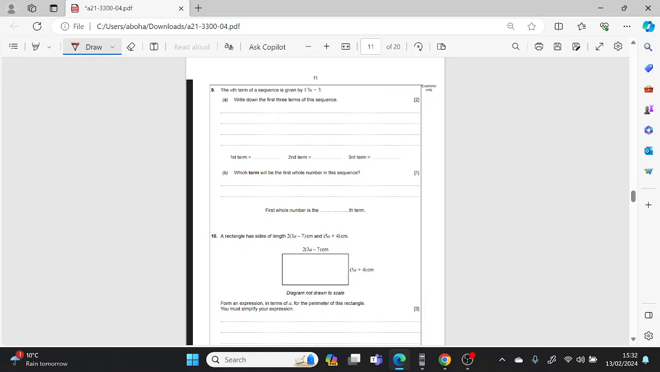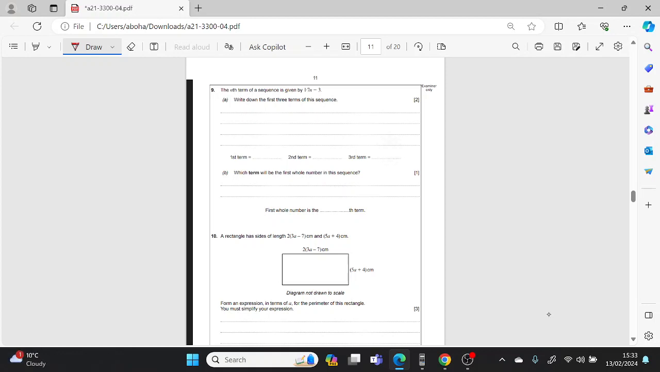The nth term of a sequence is given by 1.7n minus 3. It's really interesting how these exam boards are just coming out with a slight tweak to these nth term questions, okay? You don't see a decimal being used that often, but nothing changes. You still apply the same rules, okay, guys? So what are the first 3 terms?